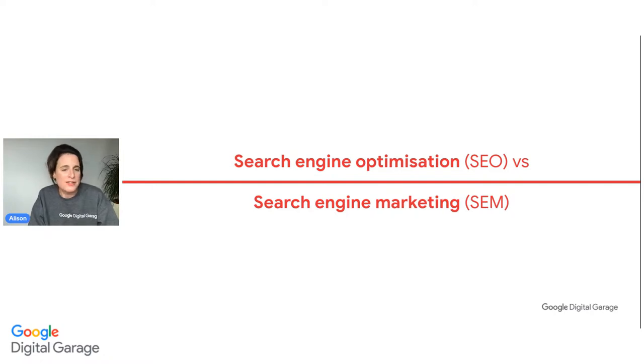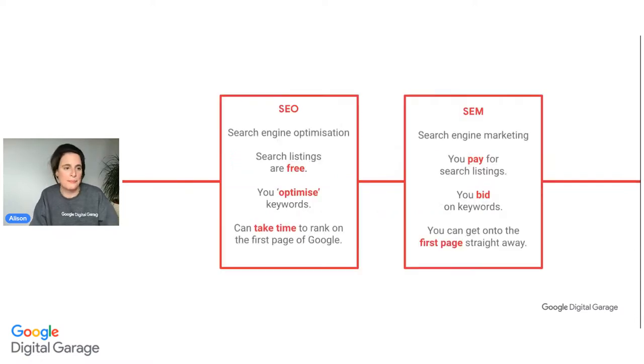So the final area of search that we're going to focus our efforts on to gain visibility is search engine marketing, or SEM for short. So I'm just going to go through the differences between SEO versus SEM.